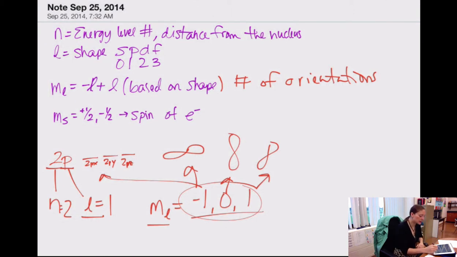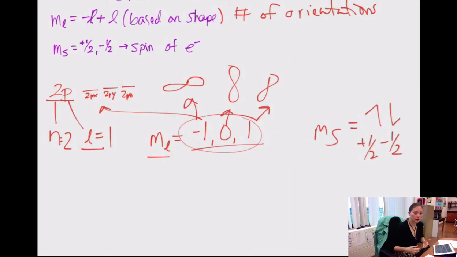Okay? M sub S is the easy one because that's just talking about the spin of the electron, whether it's a spin up or whether it's a spin down. One is positive a half, one is negative a half. Which one is which doesn't really matter. So if you're trying to find a particular electron, they're only going to have one of these numbers.